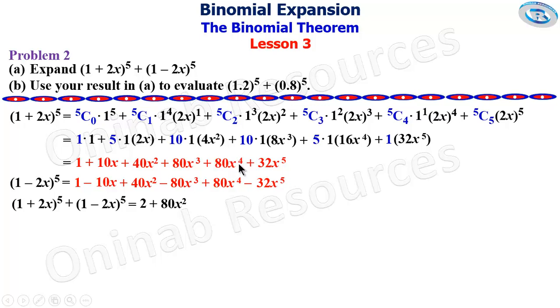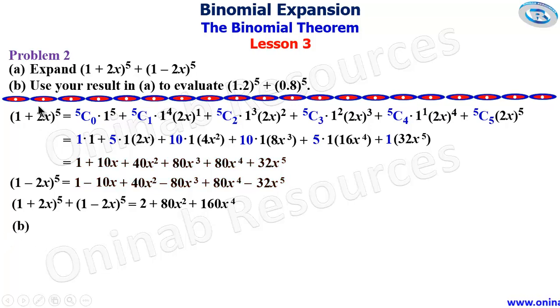Then 80x to the power 4 plus 80x to the power 4, we gave 160x to the power 4. And this term is also gone, since this is plus 32x to the power 5 minus 32x to the power 5. So that is gone. We have expanded this now and simplified. So we go to B part of the problem.